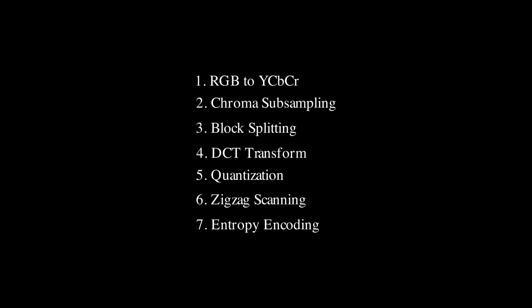JPEG compression consists of 7 main stages that work together to reduce file size while maintaining acceptable visual quality. Each stage exploits specific properties of images and human vision to achieve compression. Let's dive into each one.